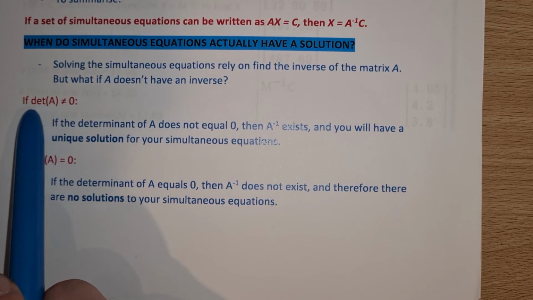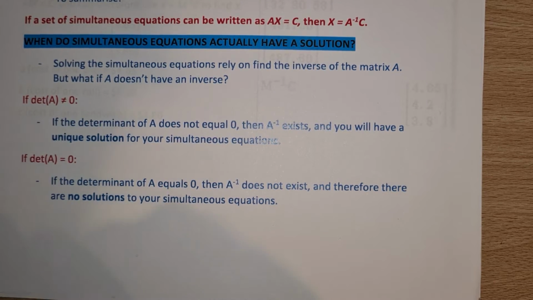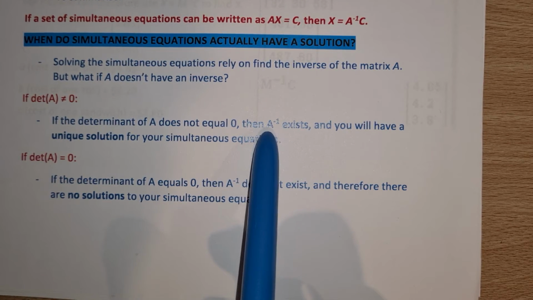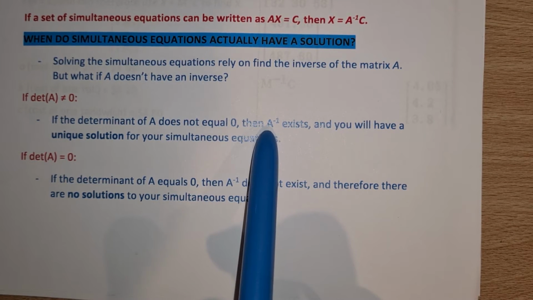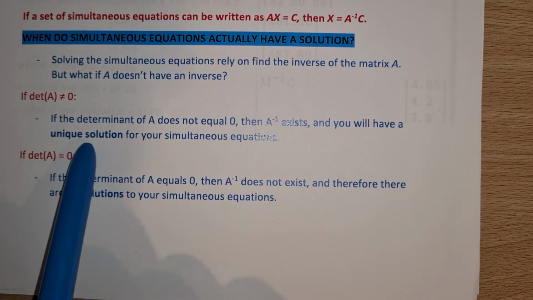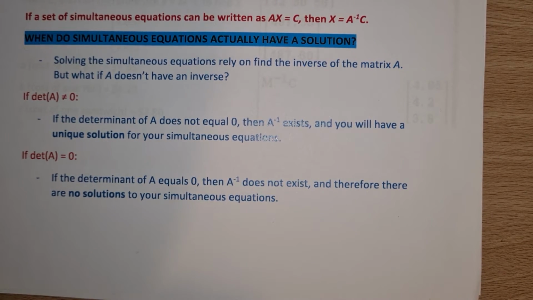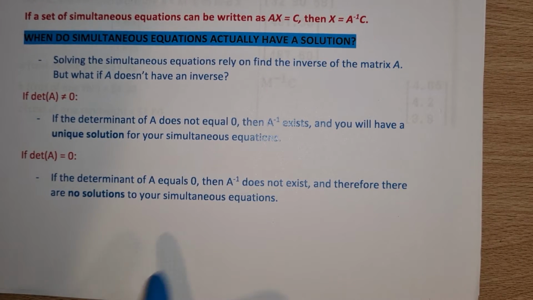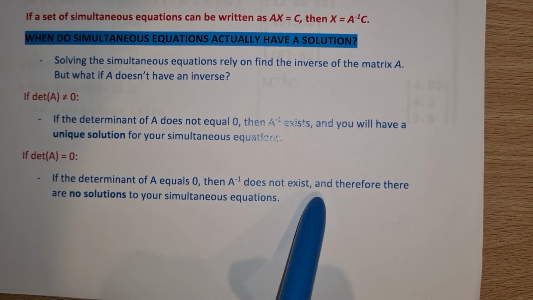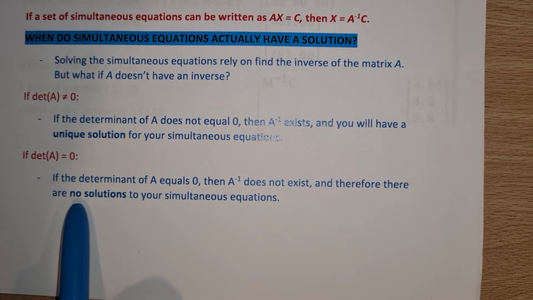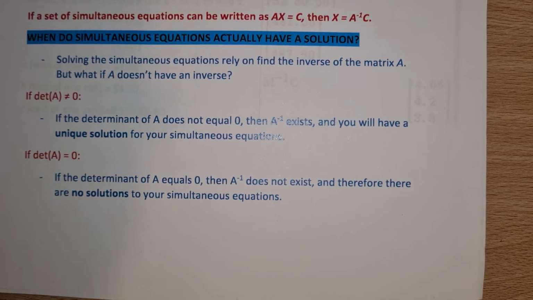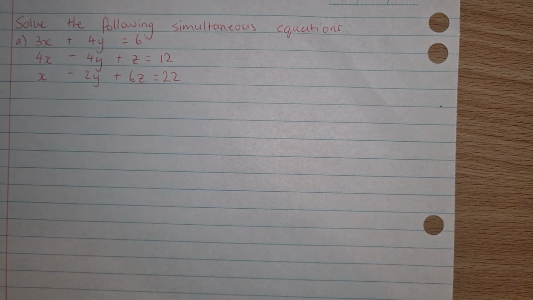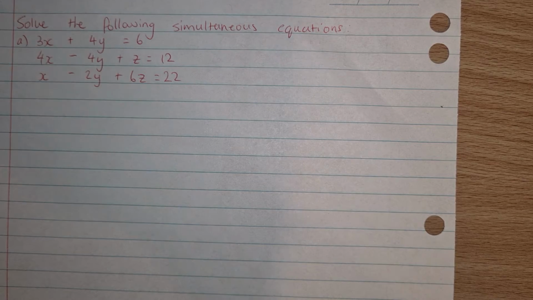So if the determinant of your A matrix does not equal 0, that means the inverse of A does exist, and you will have a unique solution for your simultaneous equations. But if the determinant of A does equal 0, it means that the inverse does not exist. Therefore, there are no solutions for your simultaneous equations. Now let's do a couple of examples to show that we actually know how to apply this rule.